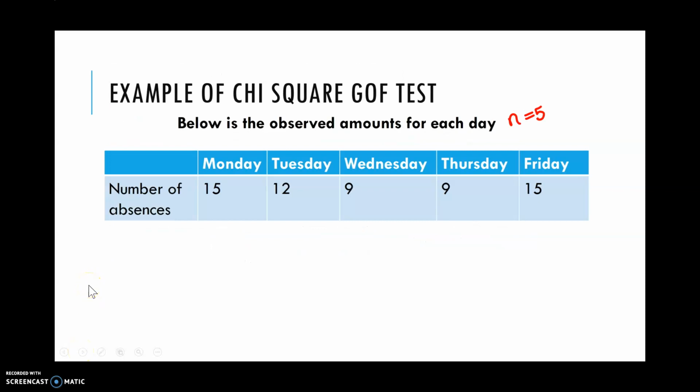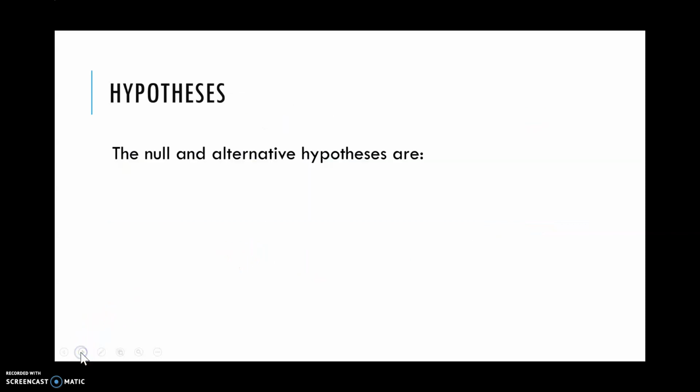Okay, so here is the observed data. When we asked the bosses, this is the information that they gave us. So you can see it's not the same amount every single day. That's the real world data.